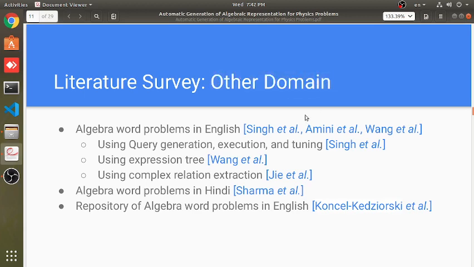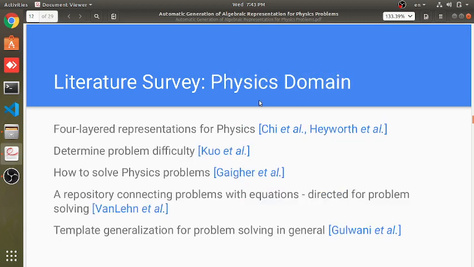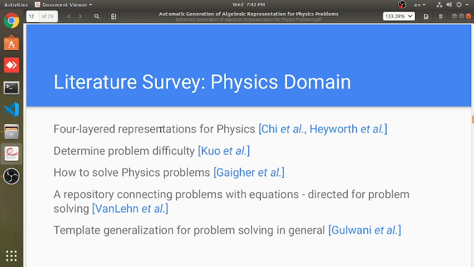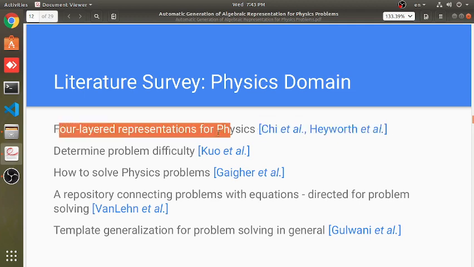Then we will talk about what people have done in the physics domain. The first type of work we have surveyed gives the representation and the idea of how one particular physics problem can be solved by students or experts. Chai et al. and Haworth et al. have given us a 4-layered representation. They showed the different ways in which we can step by step abstract a particular physics problem.